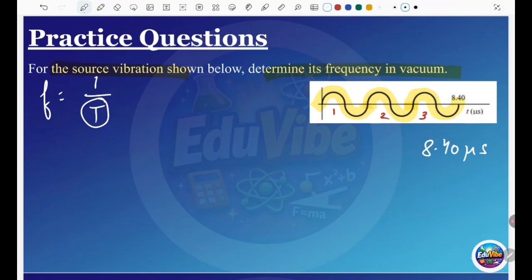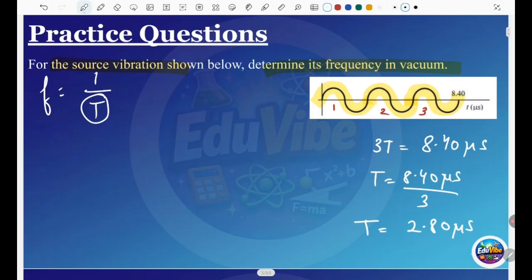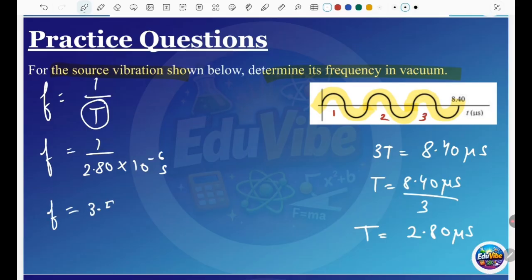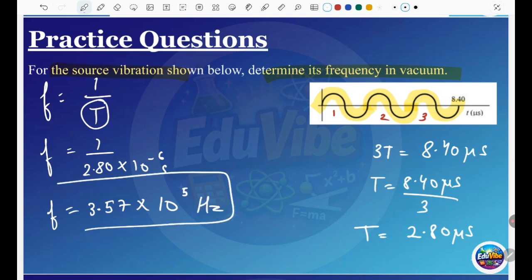So we have 3 periods, which equal 8.40 microseconds, so 3T is equal to 8.40 microseconds. Dividing by 3, you get about 2.80 microseconds. That is T, the period. So frequency is equal to 1 upon 2.80 microseconds, and micro has the value of 10 raised to minus 6 seconds. When you solve this, you get 3.57 times 10 raised to power 5 hertz. That's how you can find the frequency from the diagram.